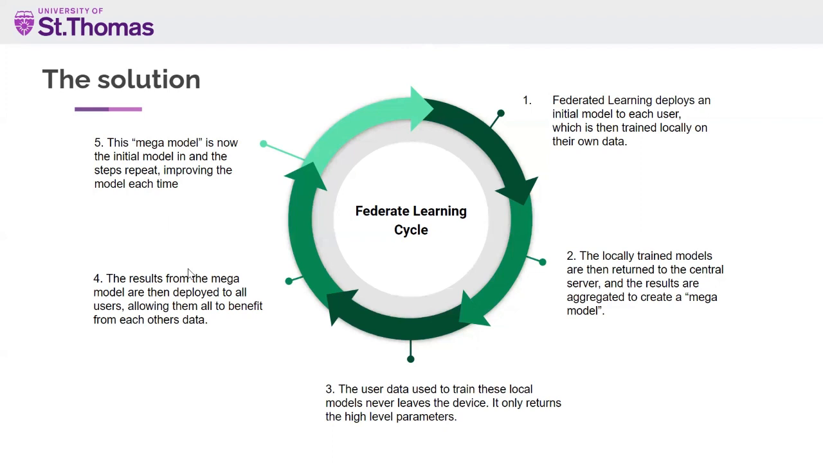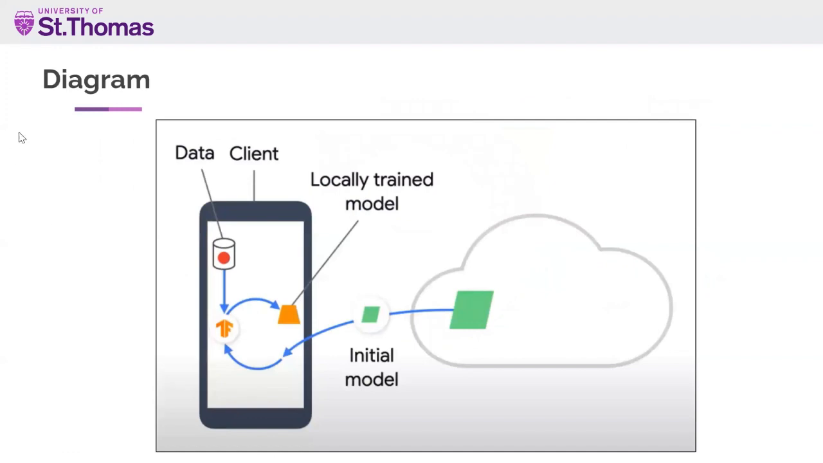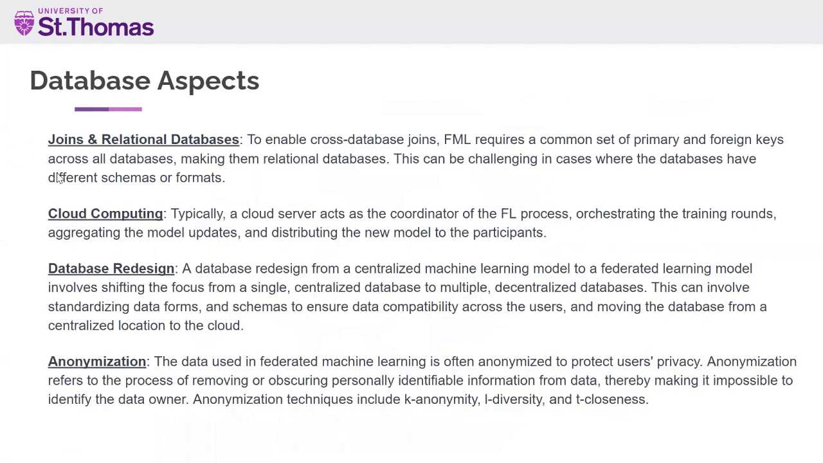So that way you get the privacy benefit of not having to share any of your data, but you also get the benefit of getting everyone else's data to build a more accurate model. So it's a win-win for everyone. And this is just a diagram outlining that process in a different way.